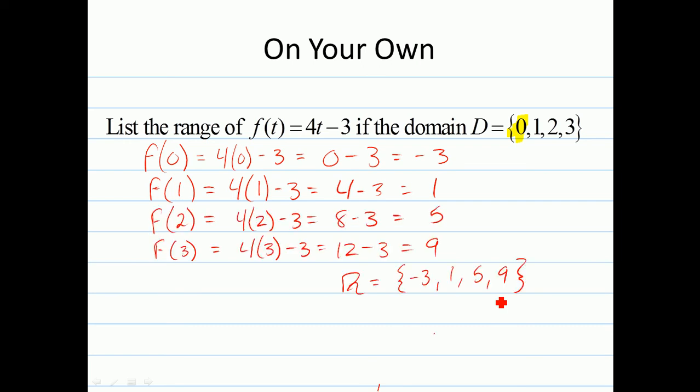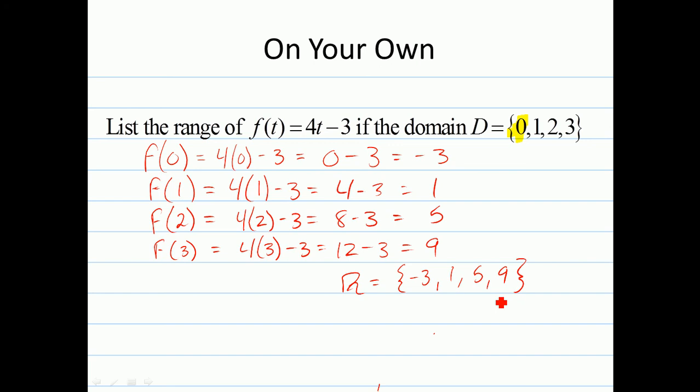You should have gotten this. When you plug 2 inside of the function, you should have ended up with 4 times 2 minus 3, 8 minus 3, and you should have got 5. When you plug 3 into the function, you should have gone through the motions and got 9. So that means our range in this case, since our domain is 0, 1, 2, 3, is -3, 1, 5, 9.